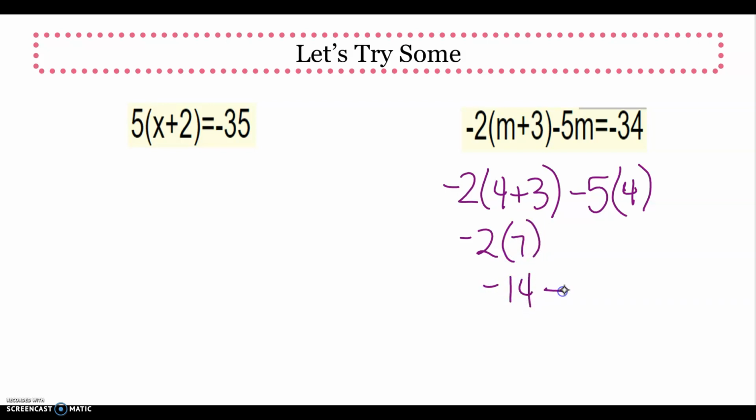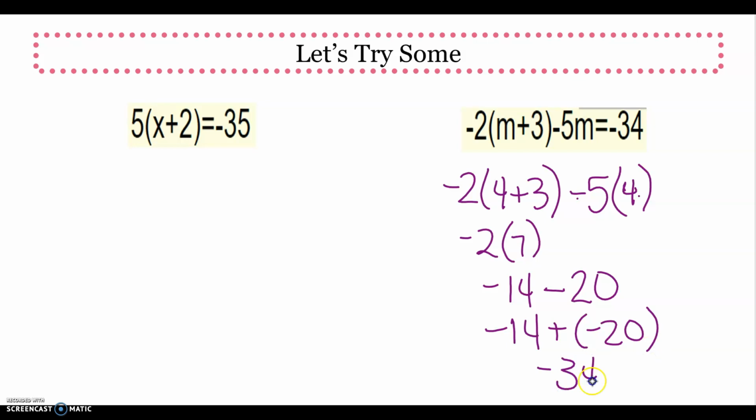And then I have minus 5 times 4 gives me minus 20. And here I have same signs add and keep, or you might see it as keep, change, change. Either way, you're going to get to the same answer, so plus a negative 20. And that gives me negative 34, which checks out.